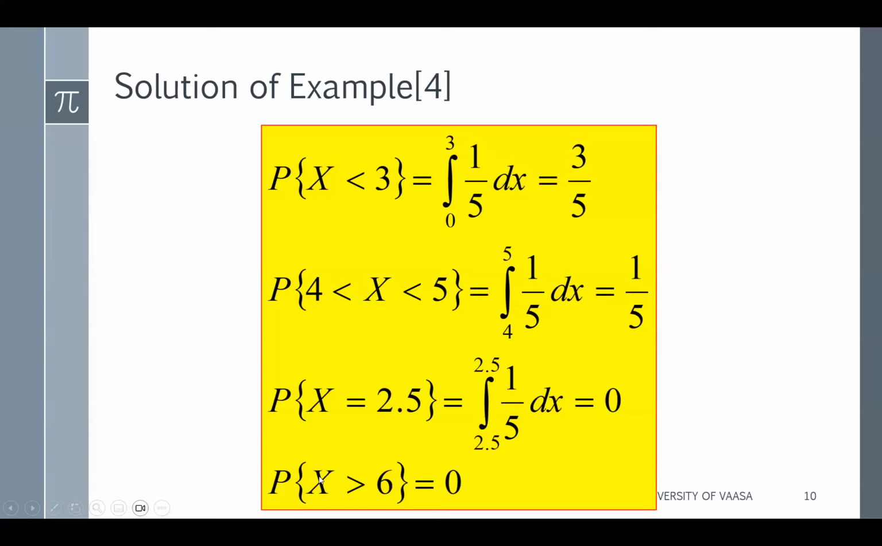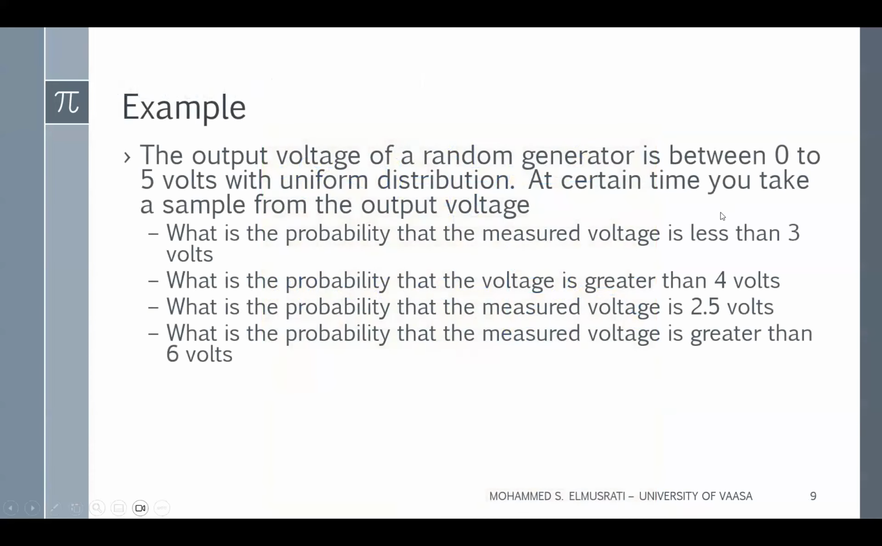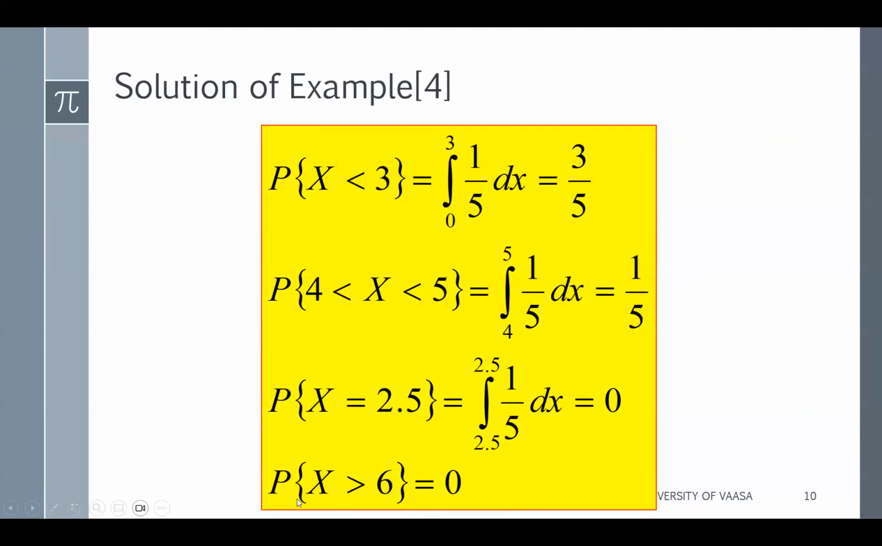Here we have seen that the probability for an exact voltage, because it is uniform, is always 0. We explained last lecture why. Also the probability of something outside our range will also be 0, because the voltage here was given as from 0 up to 5. So it is not possible to be greater than 5. So the probability that you will get a sample greater than 6, for example, will be 0.